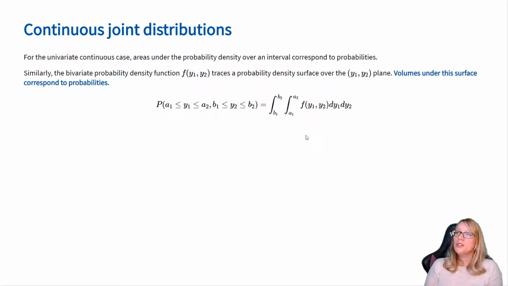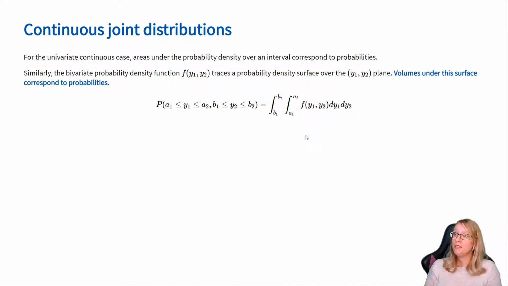For the univariate continuous case, we take a look at areas under a probability density curve. Now, because we have two random variables, we'll be integrating over two random variables. So we'll need to perform double integration. This is typically a Calc 3 topic. So if you haven't seen double integration before, that's okay. I am more than happy to do a little review of it in class. Essentially, the idea is that we'll just integrate over both random variables.